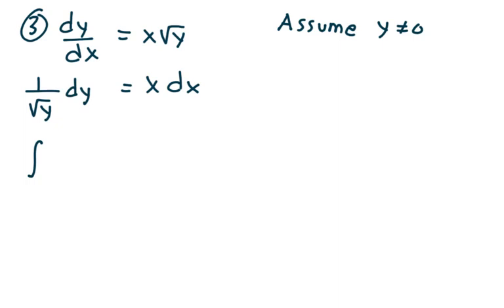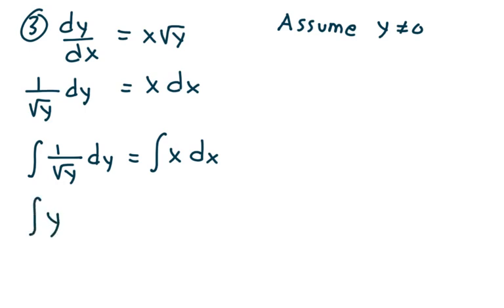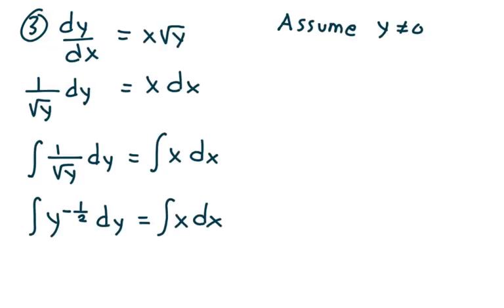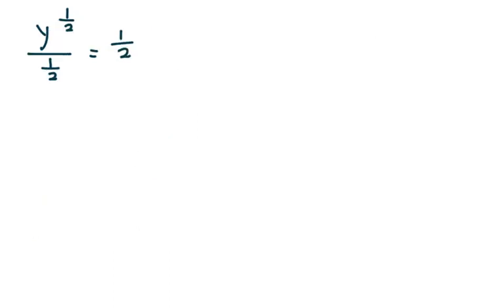And so I'm going to integrate both sides. So the integral of 1 over square root of y dy is the same as the integral of x dx. And so the integral of y to the negative 1/2, right, dy, is the integral of x dx. And so here, I get y to the 1/2 divided by 1/2 is equal to, now the integral of x dx will just be 1/2 x squared plus some constant c.